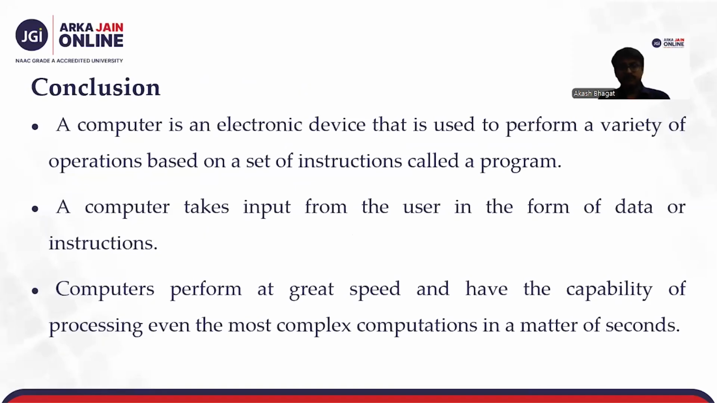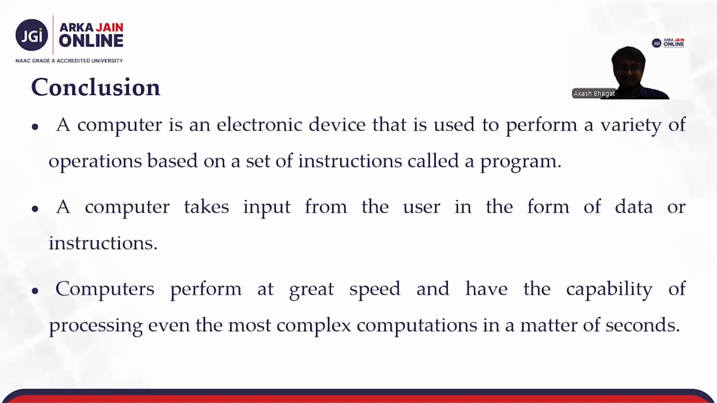Conclusion. We can come to the conclusion that, obviously, a computer is an electronic device that is used to perform a variety of operations based on a set of instructions called a program. It takes the input from the user, converts it into binary language, and processes it. The processor output, which is again in binary language, has to be converted back to high level language and delivered to human beings. Computers perform at great speed and can process even the most complex computations in a matter of seconds.